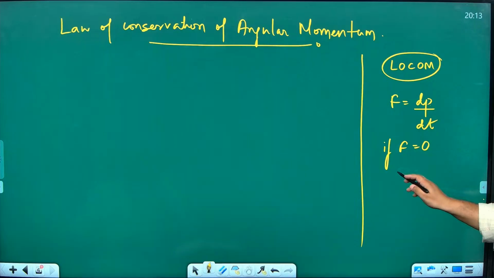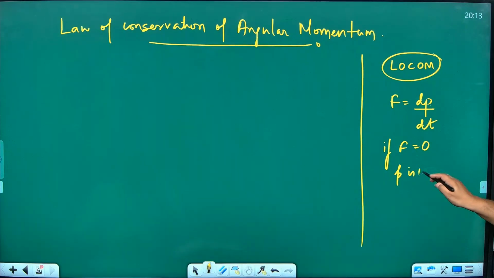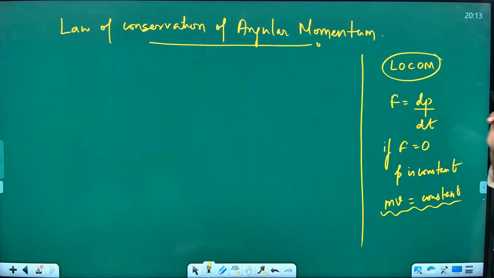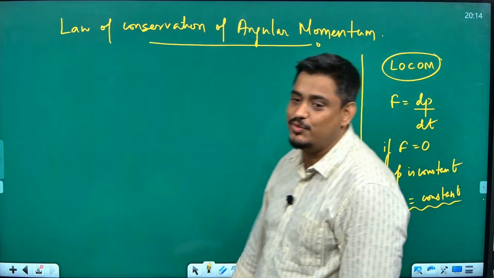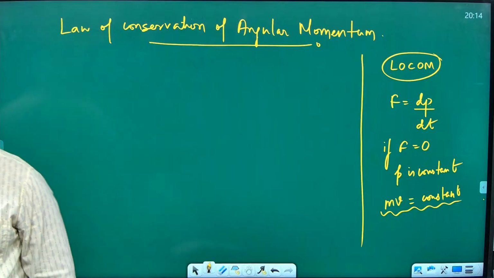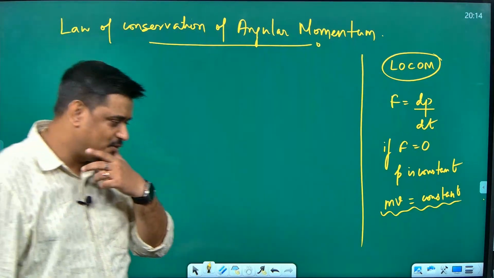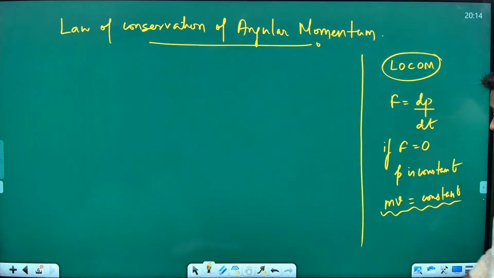So if F is equal to 0, it means what? p is a constant. If p is a constant, I can write mv is a constant, so mv is equal to some constant. Do you agree with me? So if mv is a constant, that's why we get m1 u1 plus m2 u2 is equal to m1 v1 plus m2 v2. You should know this. If mv is a constant, it means m is inversely proportional to v. Can I write like this?